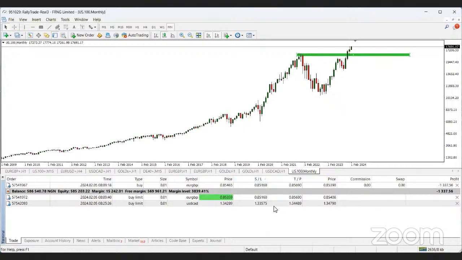So you have take profit and you have stop loss. Stop loss is under SL. Take profit is under TP. So copy the price. It's clear enough on the screen. I don't need to say it, right? Let's continue our conversation on US 100.